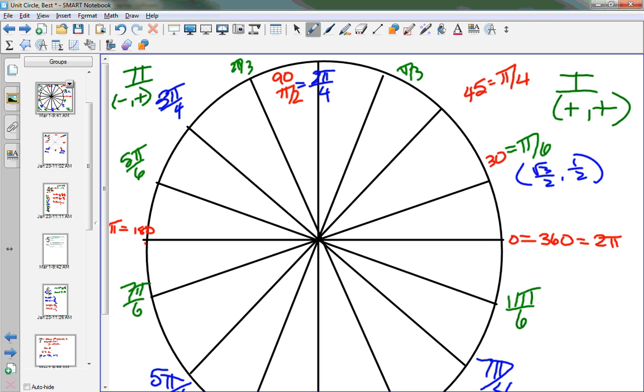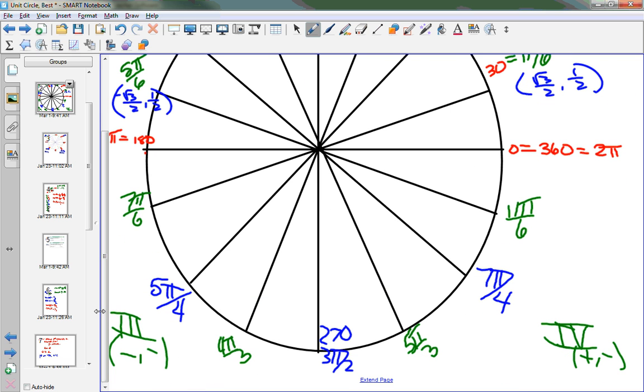Then I'm going to go over to the second quadrant. Which one has a denominator of 6? The 5 pi over 6. But this time I'm in quadrant 2. So what's going on here? Negative square root of 3 over 2, comma 1/2. Now I'm in quadrant 3. What's that going to be? Negative square root of 3 over 2, negative 1/2. Now I'm in quadrant 4. What's that going to be? Positive square root of 3 over 2, negative 1/2. That gives me all my 30-degree angles.